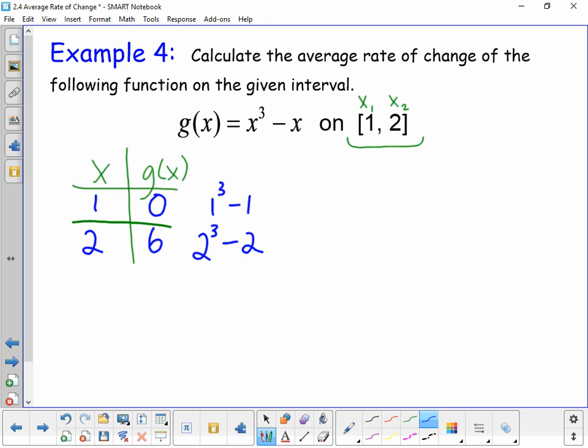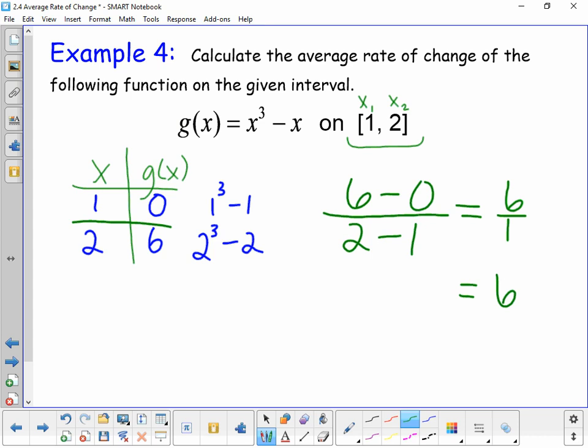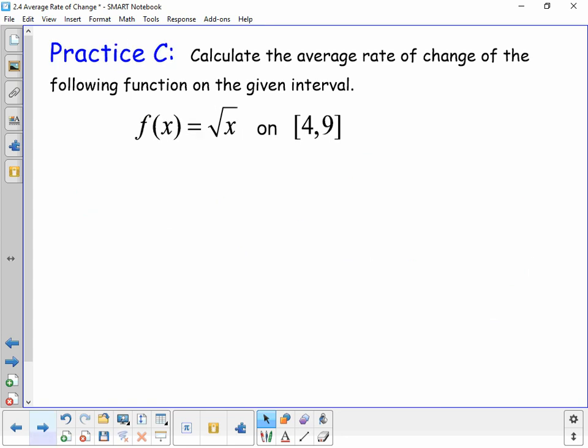So essentially, we're just building our own table, and we'll do it exactly the same as we just did it in the problem prior. We'll just find the slope between those 2 points, and that gives us the average rate of change. So for this one, we would have 6 minus 0, and we'll divide that by 2 minus 1, and that's 6 over 1, which just is the same as 6. So for g of x, the average rate of change over the interval from 1 to 2 is 6. On average, it is increasing quite a bit.